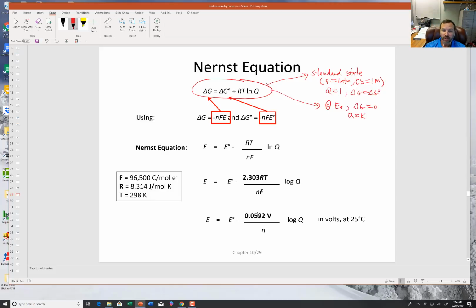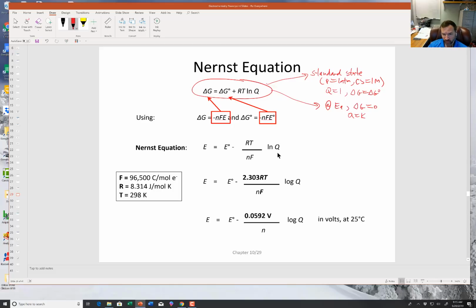Just a quick review of our non-standard state delta G. So we can use this equation now with our cell potentials. On our previous slide, we learned that delta G is minus NFE, and of course delta G naught is minus NFE naught. So we can plug those values into this delta G equation, and we rearrange the constant NF and combine it with RT. We can then find that E equals E naught minus RT over NF times natural log of Q.